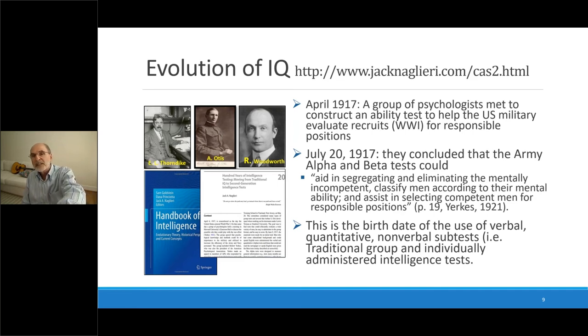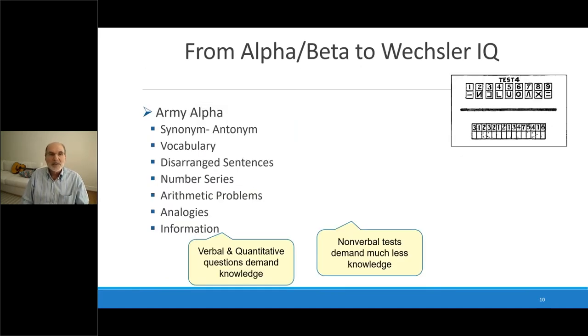In 1917, after developing and then testing these instruments, they determined that the tests were effective for aiding in segregating, eliminating the mentally incompetent and classifying men according to their mental ability. And so I really think of 1917 as the birth date of the traditional IQ with verbal, quantitative, and nonverbal subtests. Now, of course, they're morphing into different kinds of scales, but basically it's the same thing.